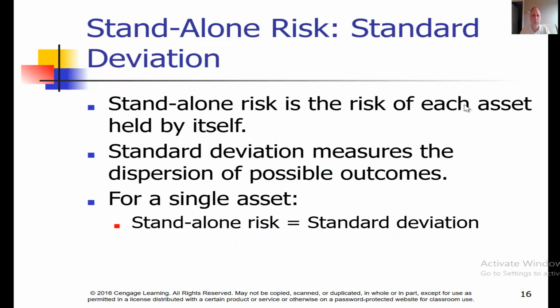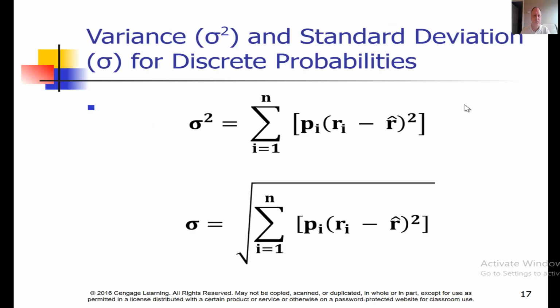That is standalone risk, which is generally measured by standard deviation. Standard deviation measures the dispersion of possible outcomes. So for a single investment, the standalone risk is standard deviation.